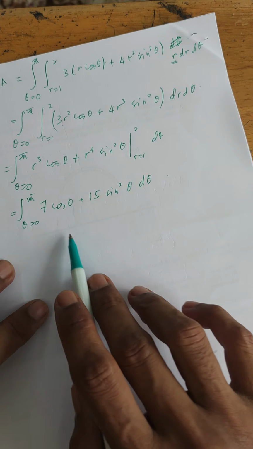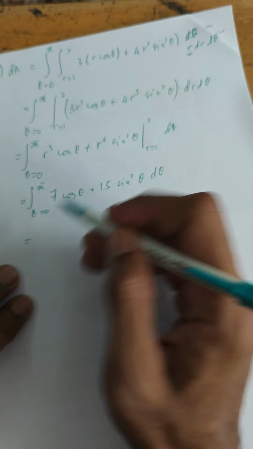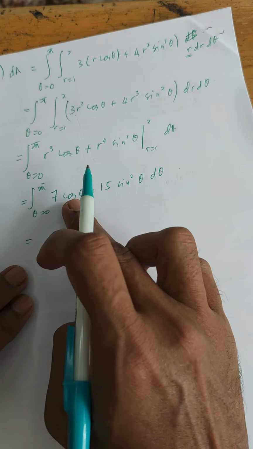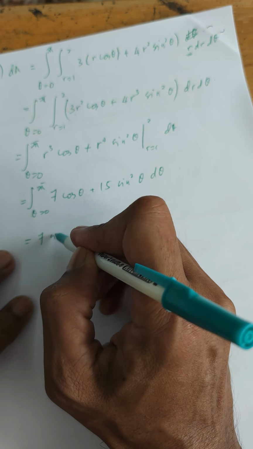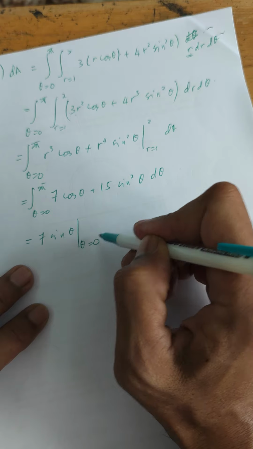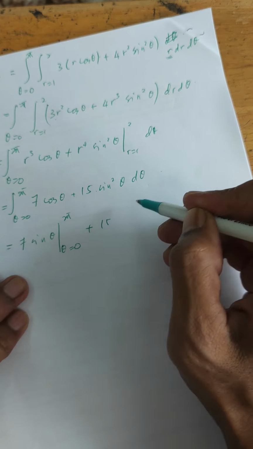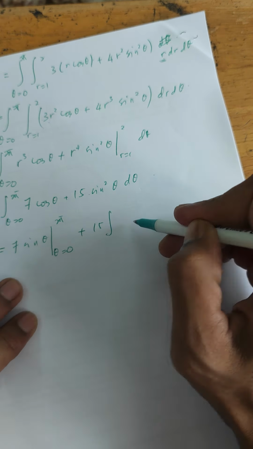Now for this integral, of course, you can split it one by one if you want. That gives you 7 sine theta, theta from 0 to 2 pi, plus that one, 15, we integrate theta from 0 to 2 pi of sine squared theta d theta.